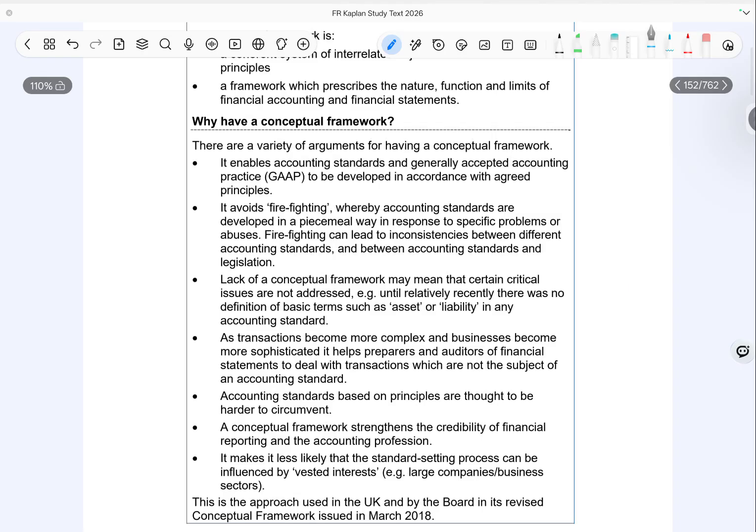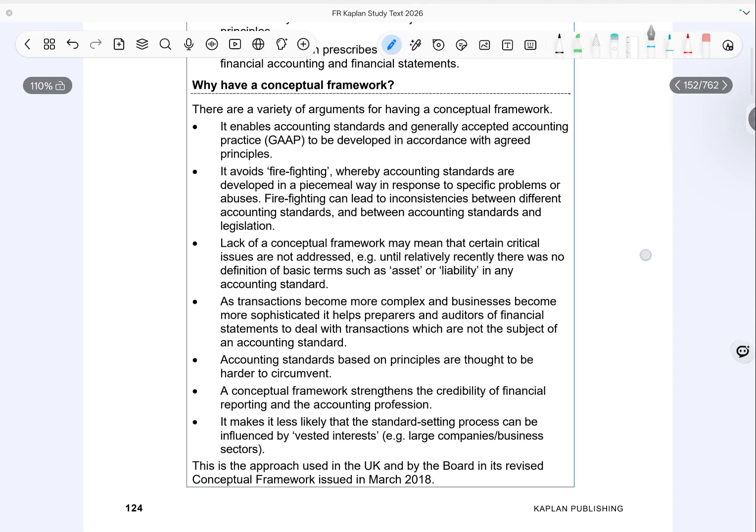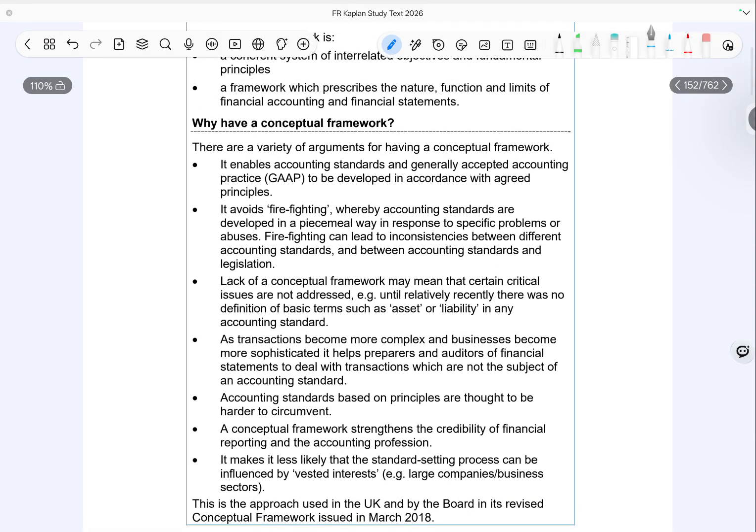Sixth point, when everyone follows the same principles, financial reporting becomes more reliable. This improves public trust in both financial statements and the accounting profession. Seventh, without the conceptual framework, large companies might pressure standard setters to create rules that benefit them. But when accounting standards are based on established principles, it's much harder for special interests to influence the standard setting process.